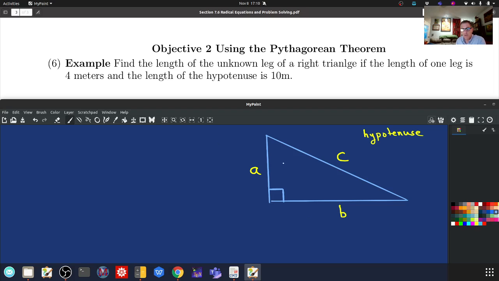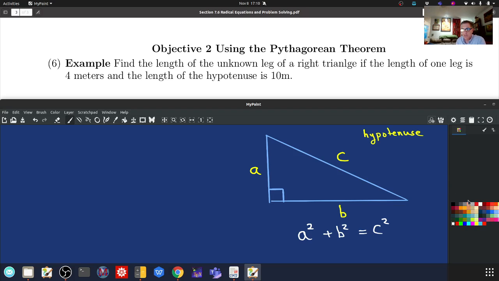decipher. So we're going to use this, and the Pythagorean Theorem is: if you have a right triangle with legs A and B and hypotenuse C, then the following holds. A squared plus B squared, when I add up the lengths of the sides squared, I get C squared. And you can't imagine how profoundly useful that is in mathematics. So let's look at this problem. Find the length of the unknown leg of a right triangle. That's misspelled, we can live. If the length of one leg is 4 meters and the length of the hypotenuse is 10 meters.